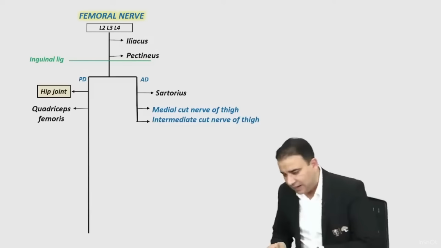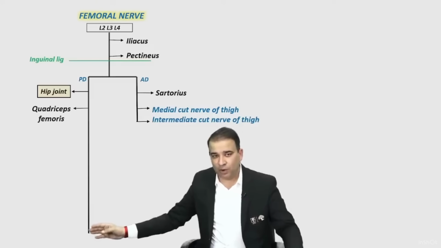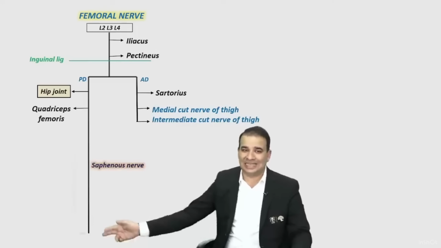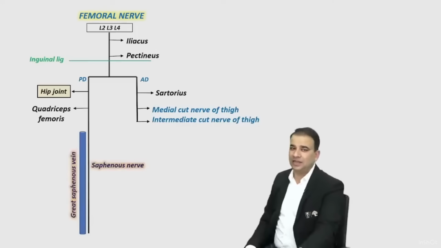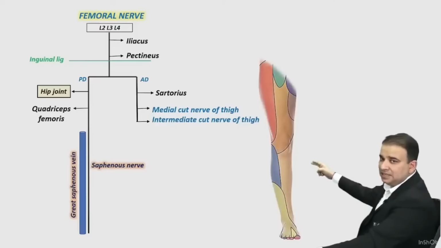But that is still not the end, guys. Posterior division will continue as the longest cutaneous nerve in the body, and that is called the saphenous nerve, and we call it saphenous nerve because it runs with the great saphenous vein. It runs with the great saphenous vein, and that's how it is going to supply the skin on the medial side of the leg and foot.